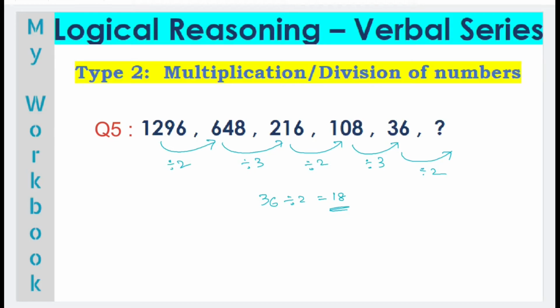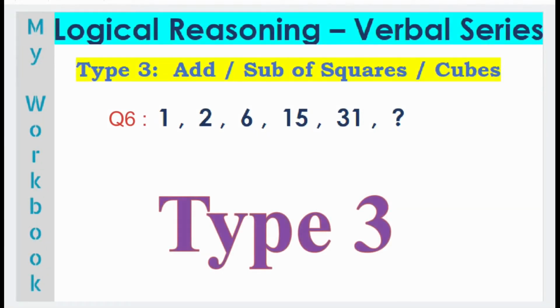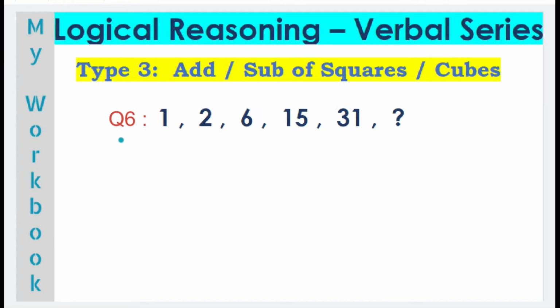Let's move on to type 3. In type 3, there is addition or subtraction of squares or cubes of natural numbers. Let's see few examples under this type. Question number 6. 1, 2, 6, 15, 31.